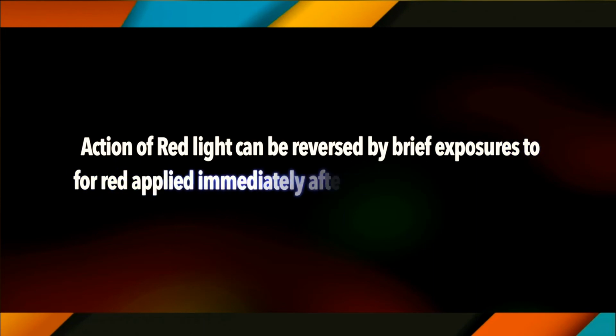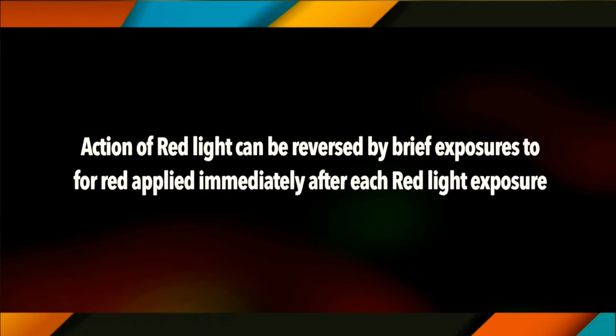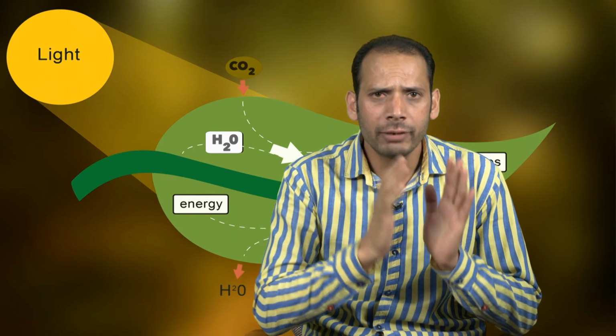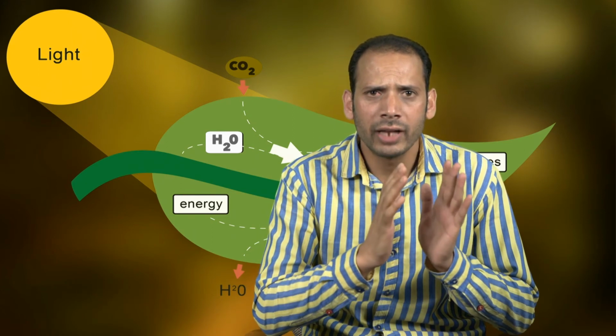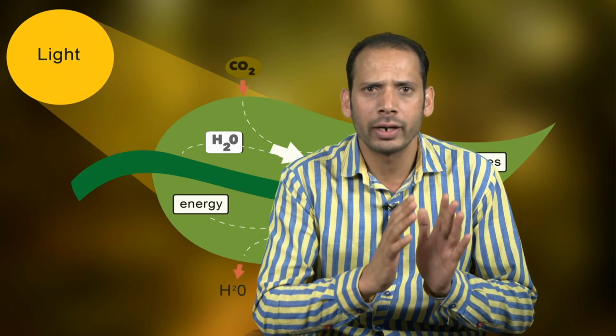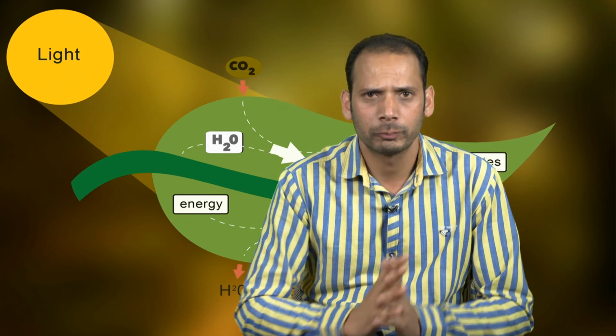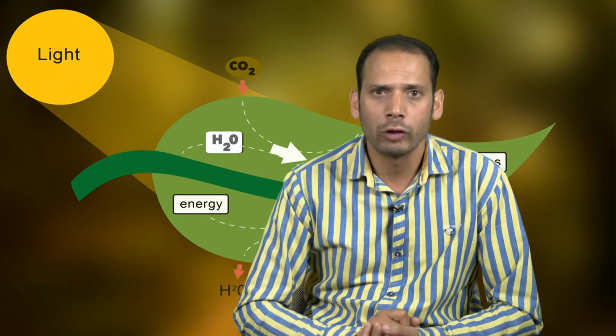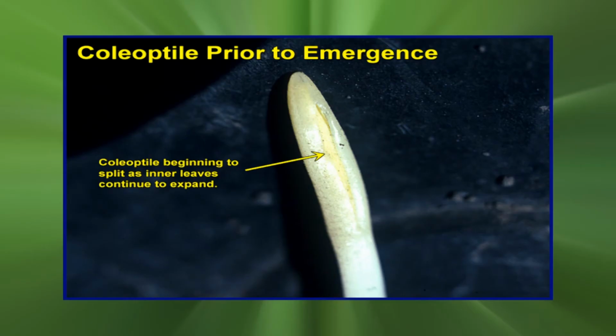The action of red light can be reversed by brief exposure to far red applied immediately after each red light exposure. In some cases, the effect of brief red irradiation and that of prolonged exposure to far red are quantitatively very similar. For example, the effect of night interruption on flowering of short day plants, the induction of germination in light requiring seeds of the Bromeliaceae, and the elongation of avena coleoptiles.